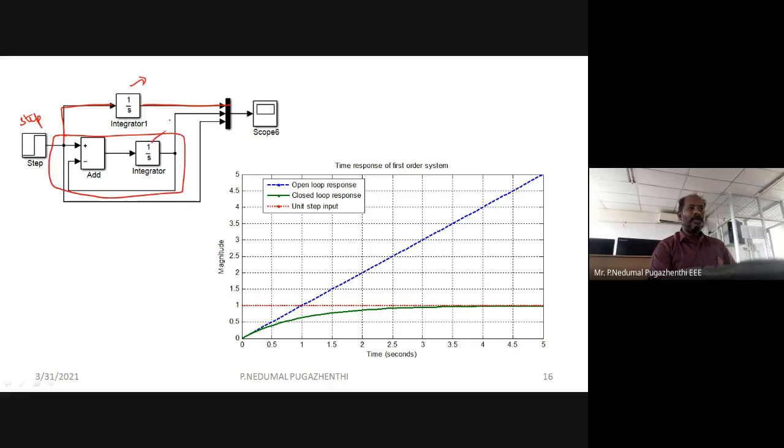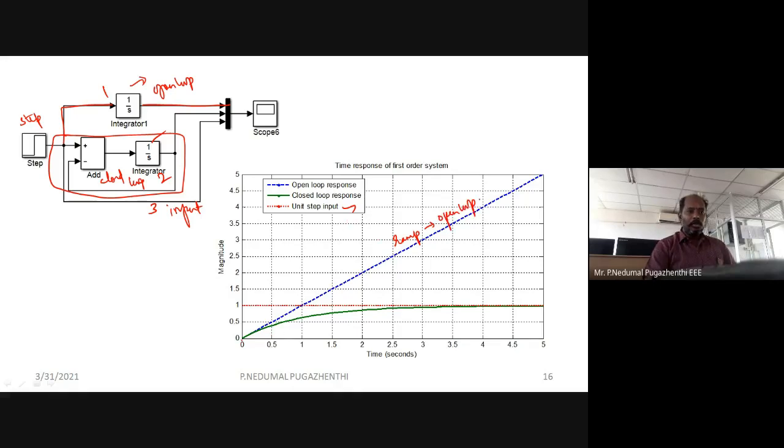This is open loop. And I want to compare that with the input, the third one. This is 3, this is 2, and this is 1. The third one is the input. You can see that the red line is the unit step input. And the open loop, I have already said, is a ramp. This is the open loop response. In the previous slide also you got a ramp.